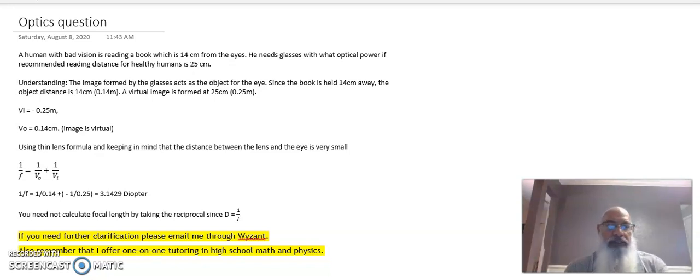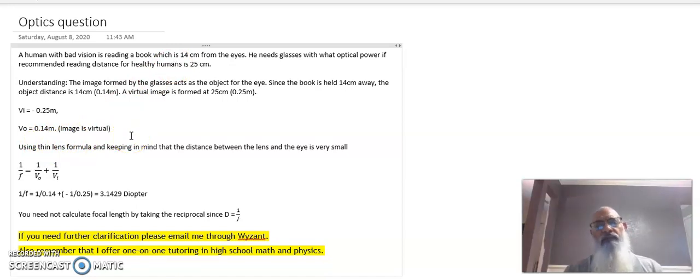Okay, so basically that's really all there is to this question, but we'll go ahead and solve it. So our image distance is negative 0.25 meters. And why is it negative? I'm going to explain that in just a moment. The object distance is 0.14 meters, not centimeters, sorry about that. Because it's 14 centimeters, so it's 0.14 meters.